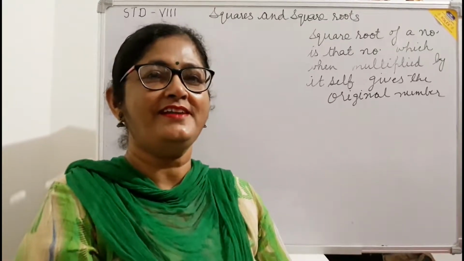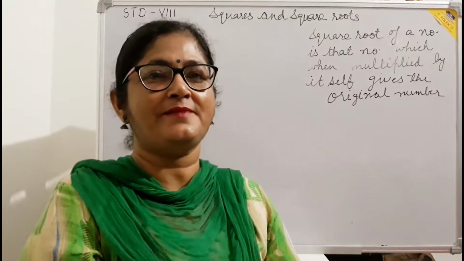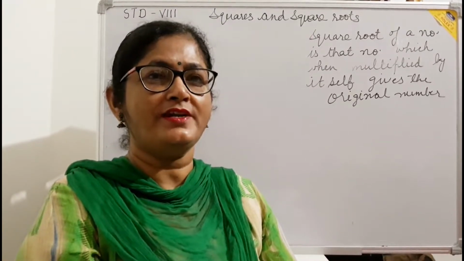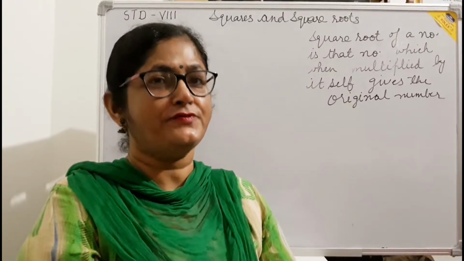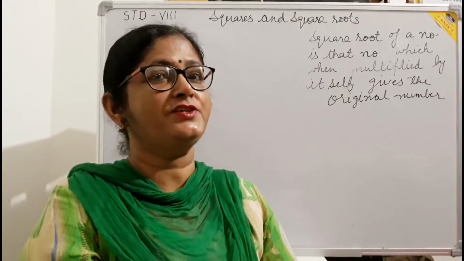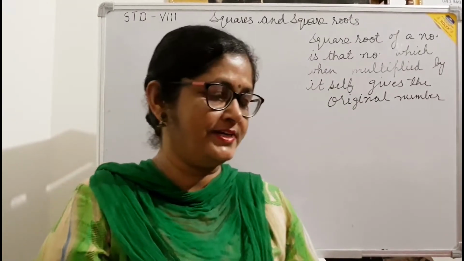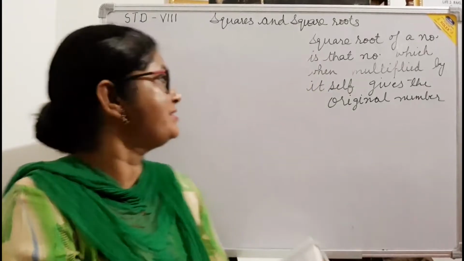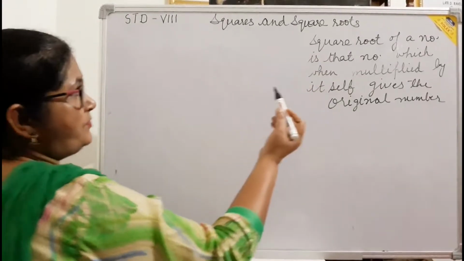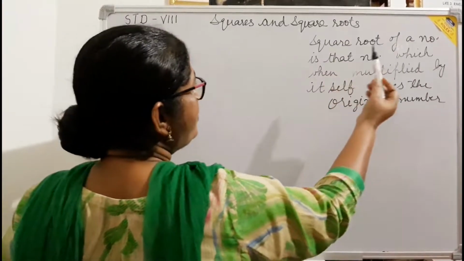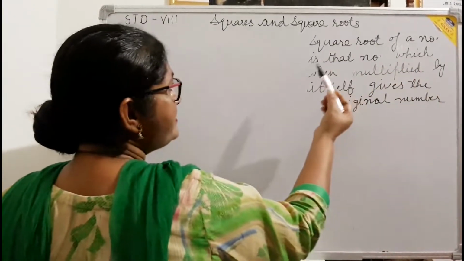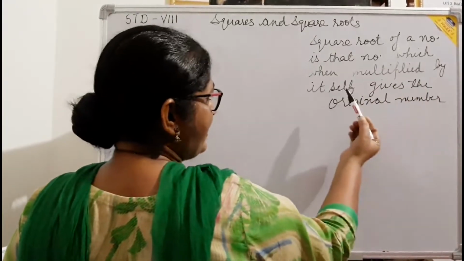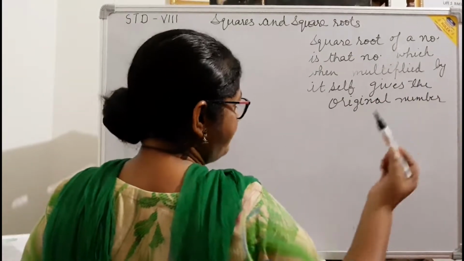Hello everyone. We are going to start a new chapter, squares and square roots. Yes students, you already know the meaning of square and how you can find the square of any digit. Today we are going to start square roots. The square root of a number is that number which, when multiplied by itself, gives the original number.